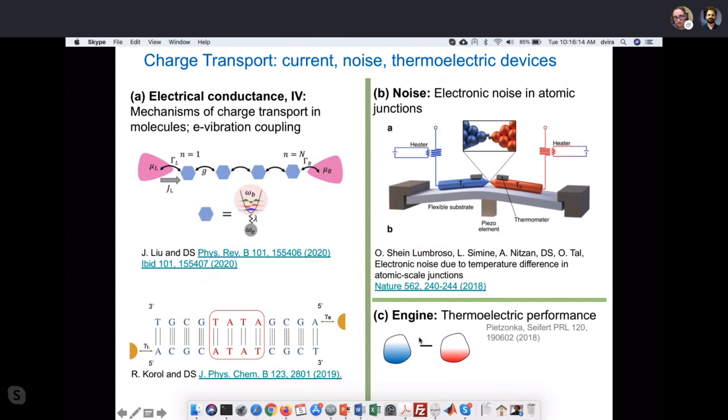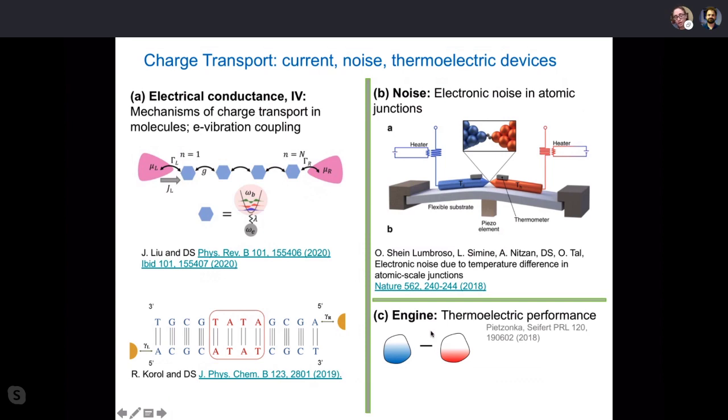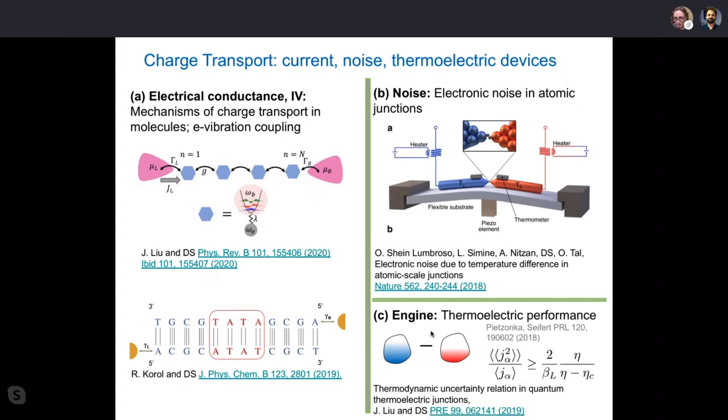And finally, the last aspect of charge transport, of course, in the context of quantum thermodynamics: one central device or engine that you can realize is a thermoelectric engine. I just wanted to mention, of course there are many aspects to this problem, this inequality developed in relation to the thermodynamic uncertainty relation by Pietzonka and Seifert about 2 years ago. And again, we looked at this relationship with Junji, thinking about what it means in the quantum regime.